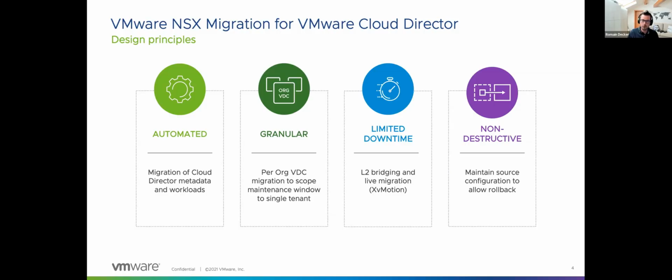So you don't destroy the source environment until you specifically ask the migration tool, with a last command, to do what we call a cleanup. When we do a cleanup, it will finalize the migration, moving the catalogs, destroying the source environment, destroying the bridging, and renaming the target objects. So those are the four design principles.